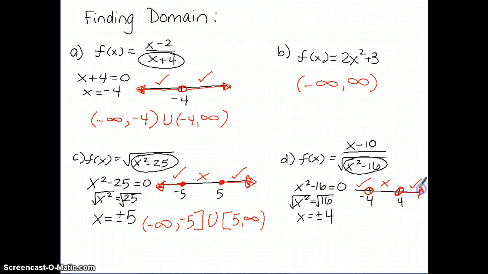So again, I find myself with 2 regions, 2 check marks, 2 intervals. Negative infinity up to not including negative 4, and 4 to infinity, once again, not including positive 4.